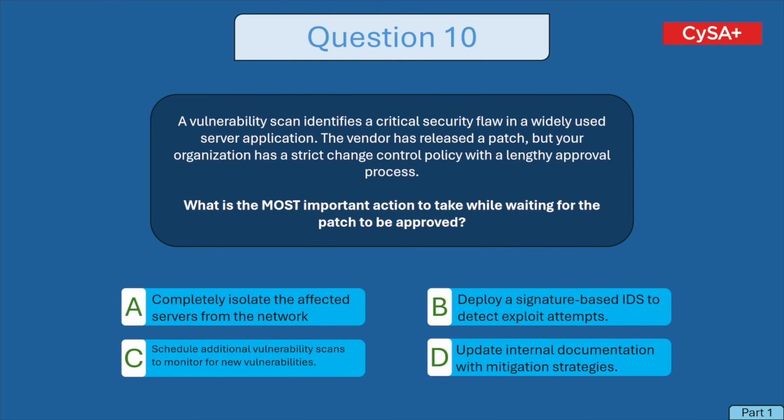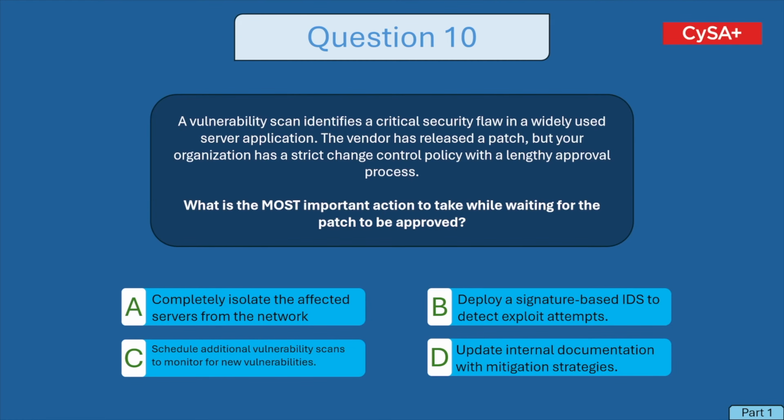A, completely isolate the affected servers from the network. B, deploy a signature-based IDS to detect exploit attempts. C, schedule additional vulnerability scans to monitor for new vulnerabilities. D, update internal documentation with mitigation strategies.